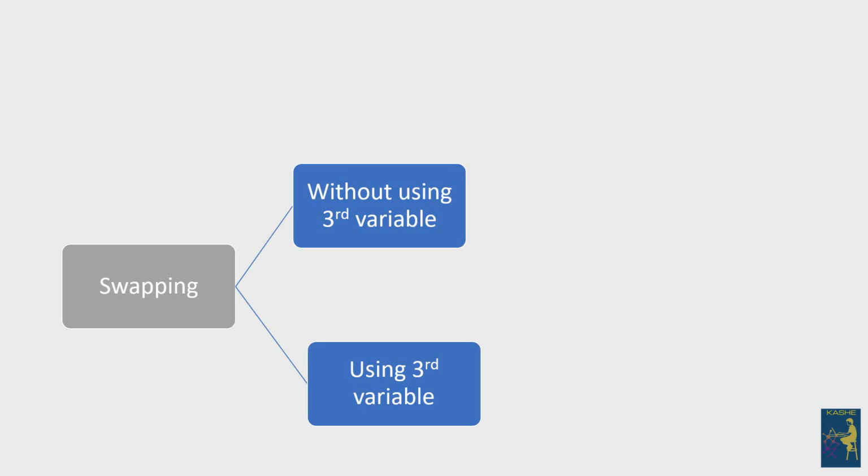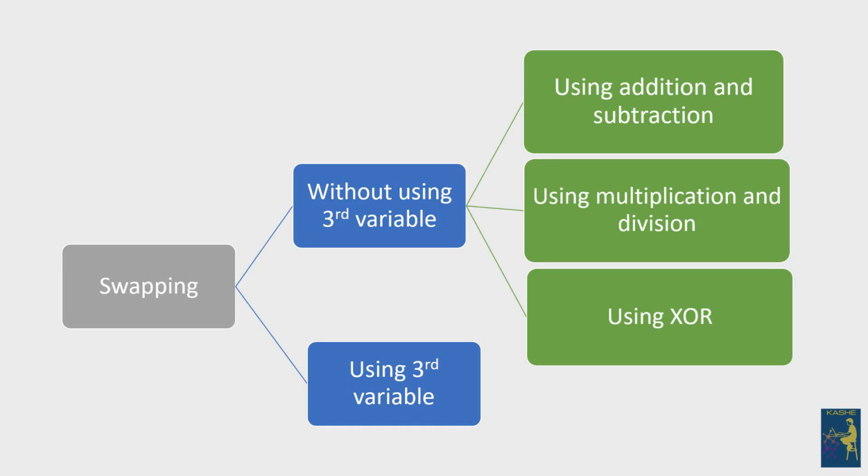So we can perform the swapping of two numbers without using the third variable and also by using the third variable. If we want to swap the numbers without using third variable, we have three options for that. The first one is using addition and subtraction operations, and the second one is using multiplication and division operations, and the third one is by using bitwise XOR operation.